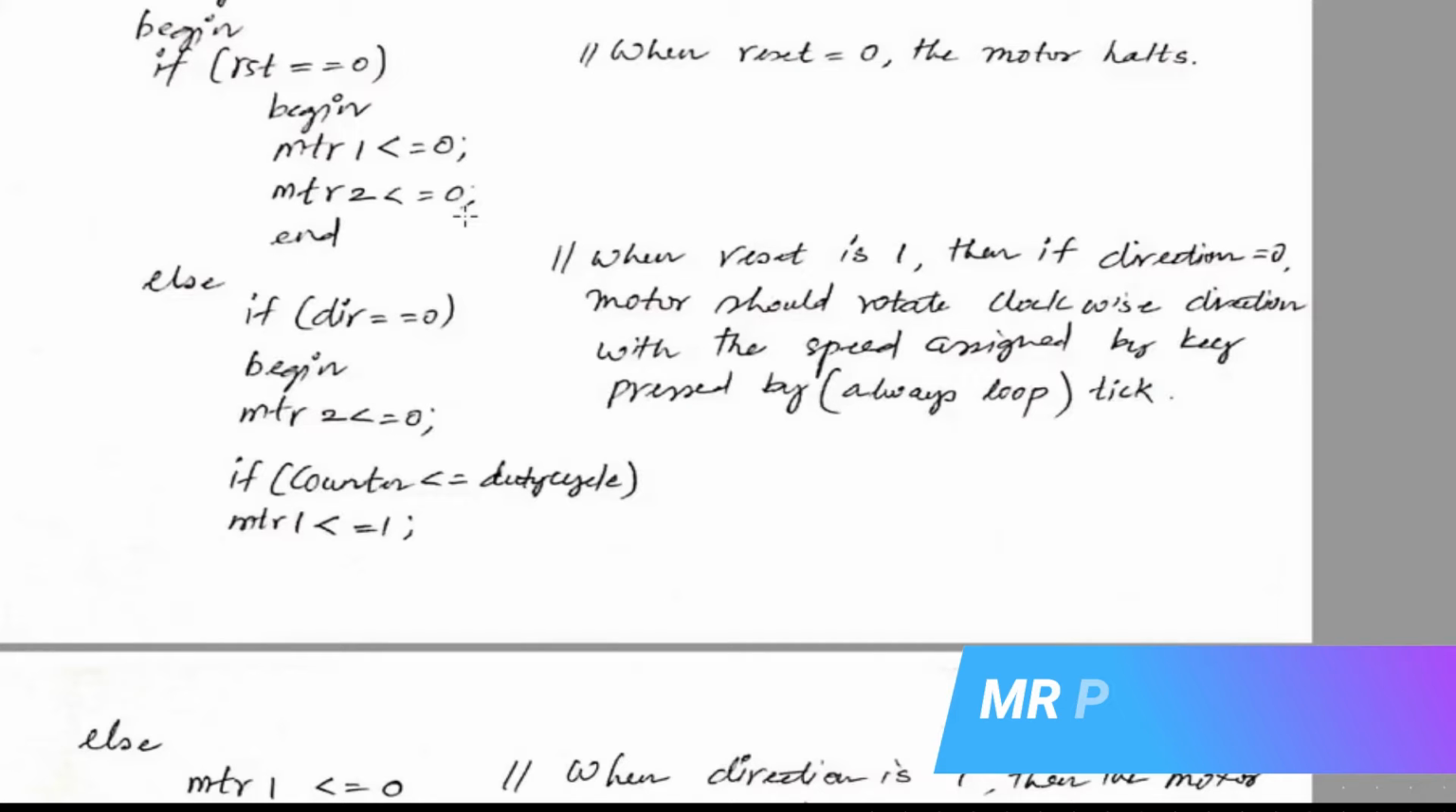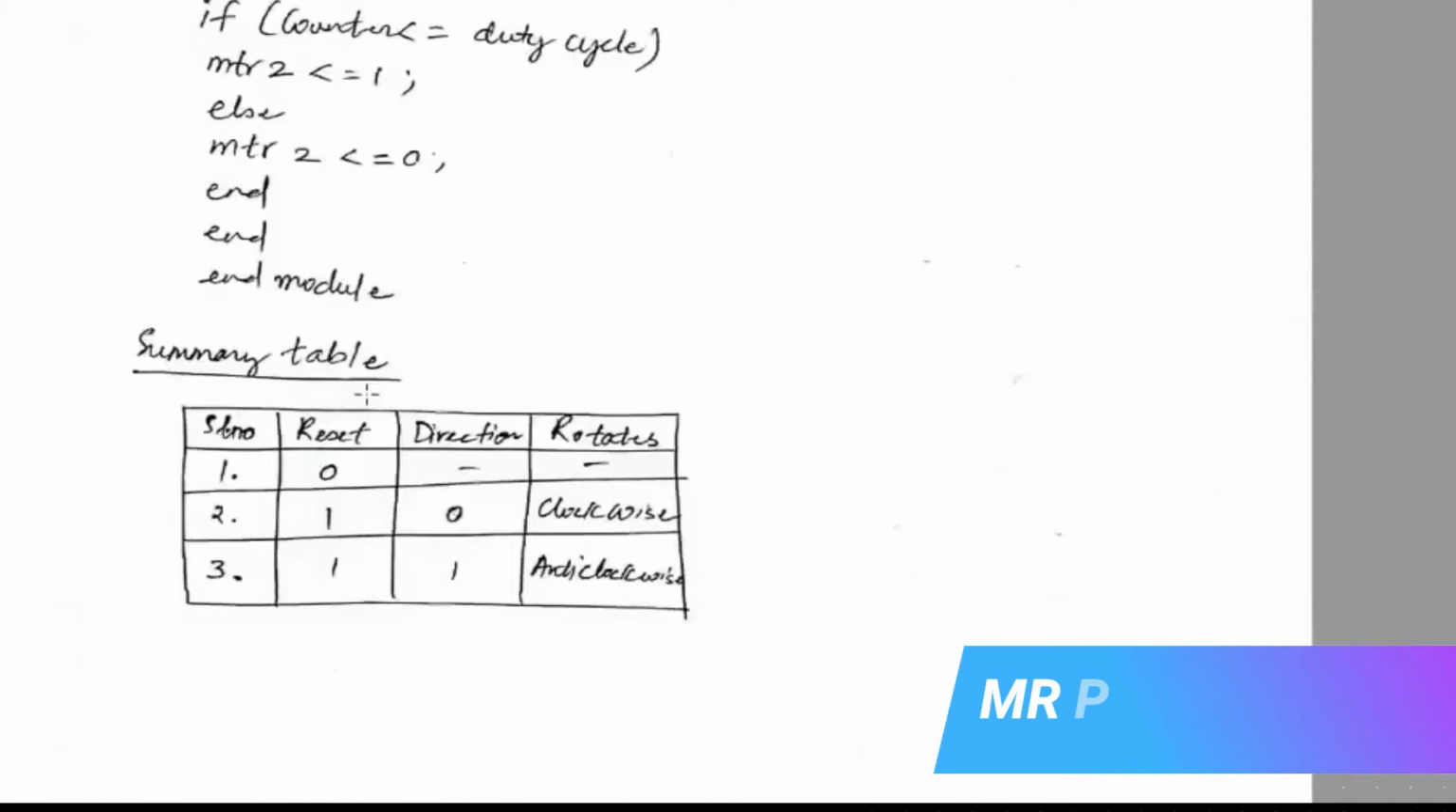So we have seen how the speed is taken into consideration with respect to duty cycle, and also how we are controlling the direction, clockwise or anti-clockwise. We will see a summary of what we have studied so far. When reset is 0, direction and rotation is nil. When reset is 1 and direction is 0, it goes clockwise, and when direction is 1, it is anti-clockwise, right? So this is with regards to your code.